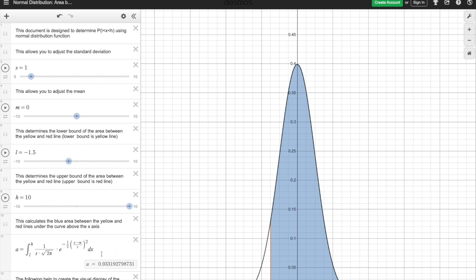Down here, again, ignore this complicated expression and just look at this number for the area. It gives us 0.9332, again rounding to 4 decimal places. So the two answers are exactly the same, and you should take a few minutes as this video ends to think about why those two numbers should be the same.